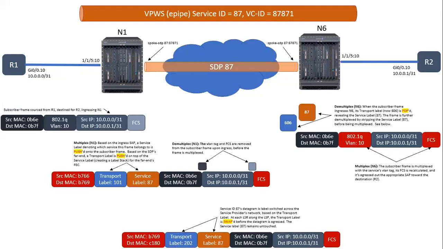So the first thing that happens when this MPLS packet with a transport label of 606 arrives at router N6, let me just read the description. When the subscriber frame ingresses N6, its transport label, now 606, is popped, revealing the service label of 87. The frame is further demultiplexed by stripping the service label of 87 before being multiplexed. So when this frame arrives, it's got a transport label of 606 and of course a service label of 87. The 606 gets popped off.